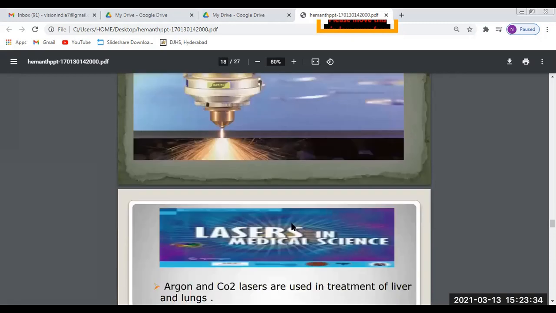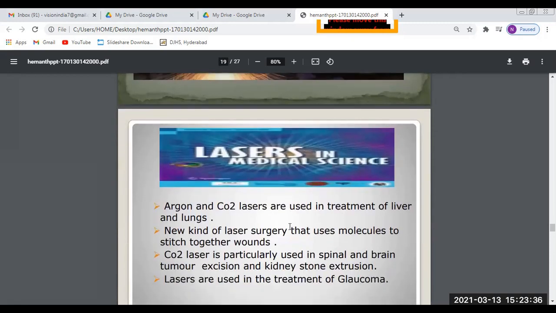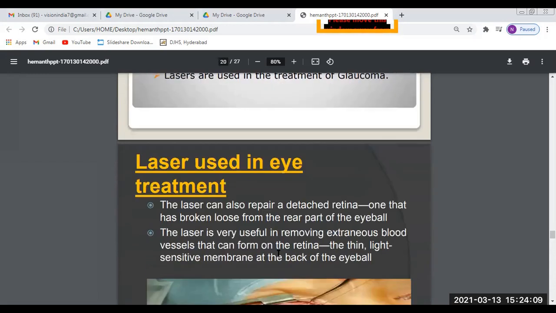So now you can see this in medical sciences. We can use the carbon dioxide and argon lasers to treat liver and lung diseases, and laser surgeries are used to remove the tumors which are present in the spinal cord and the brain. Particularly in spinal and brain tumors, by using the carbon dioxide laser, we can remove those tumors, right? Kidney stones can also be smashed with the help of the laser, and lasers are used in eye treatment also.